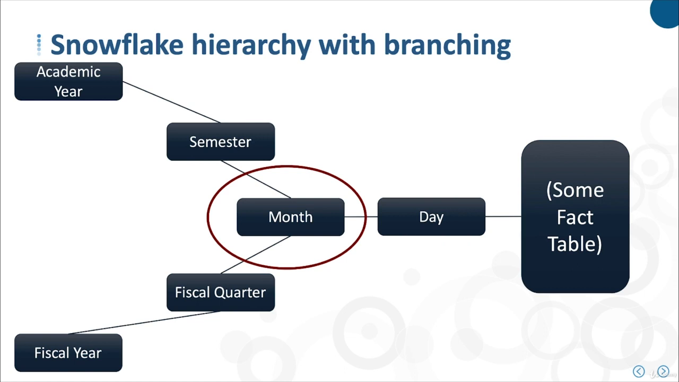So let's look at a graphical picture of a snowflake, but let's introduce a little bit of a complication, specifically in the form of branching. So you have some sort of a fact table which has a time dimension to it. So you see day as the lowest level of that time dimension. We see days are within months, but notice we have a split there. Months can follow kind of a calendar or a fiscal calendar or an academic calendar. So months can be part of a fiscal quarter or they could be part of a fiscal year. Months can also be part of a semester or they could be part of an academic year. So we have a split there.